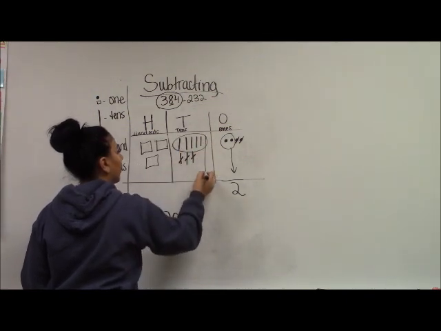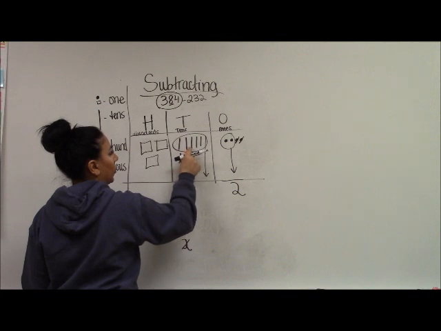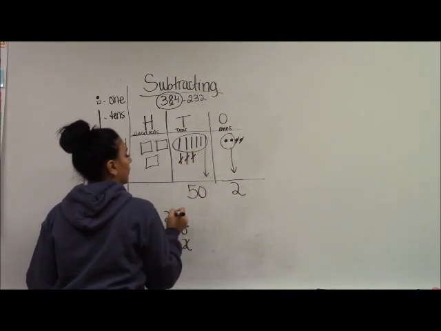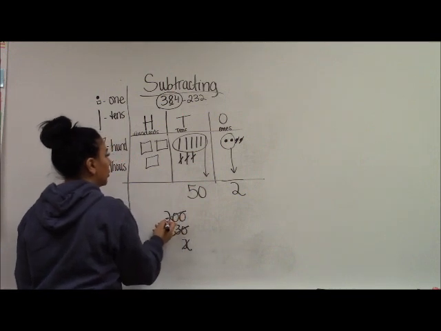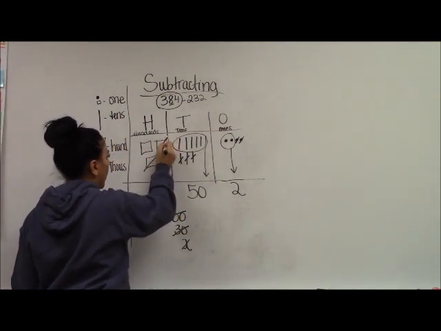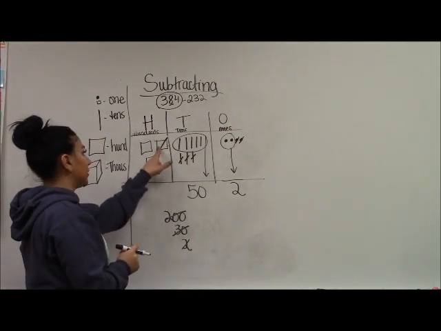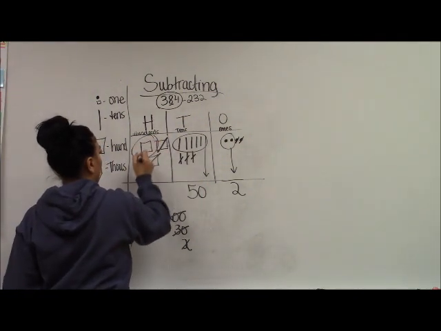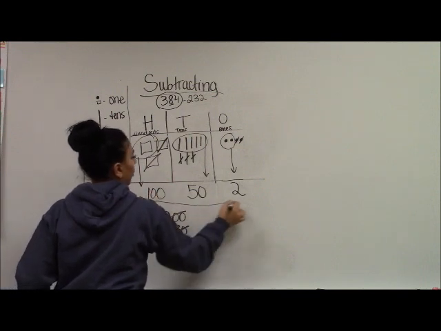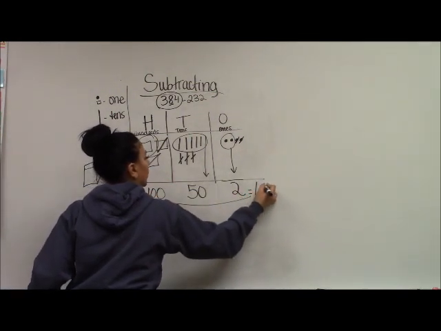And here's what I have left. I have 10, 20, 30, 40, 50. I'm going to take away 2 hundreds. So I'm going to take away one flat, I'm going to take away another flat. And that's going to give me 100 left over. Your final answer is 152.